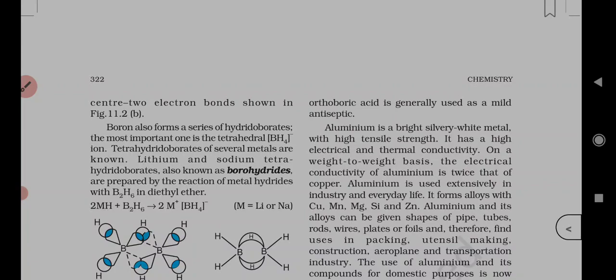तो देखते हैं बॉन्डिंग इन डाइबोरेन. Each boron atom uses sp3 hybrids for bonding. कौन सा हाइब्रिडाइजेशन होता है बोरॉन में? sp3 हाइब्रिडाइजेशन. ये याद रखना है. sp3 हाइब्रिडाइज्ड 4 ऑर्बिटल्स बनते हैं on each boron atom. One is without an electron shown.